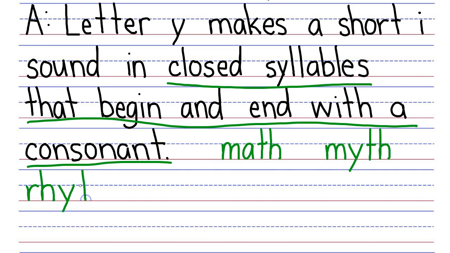Then you have TH that says th, and an M that says m. I, th, m. TH is a consonant and M is a consonant. So this is our vowel letter Y that's in between two consonants, and that makes it say its short I sound, I, rhythm.